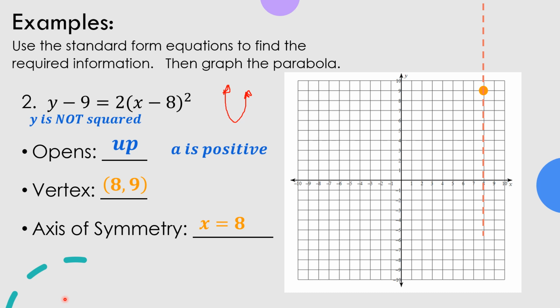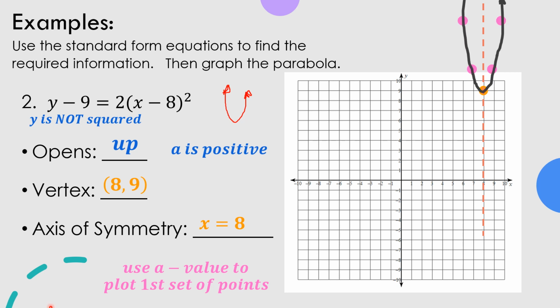And again, we're going to use that rate of change, that a value, one time, and mirror the points off of the axis of symmetry. So from the vertex, I'm going to travel up 2 to the right one and put a point. From the vertex, go up 2 to the left one and put a point. There's my first set of points using that a value. And again, you can substitute in other x values, such as 6 and positive 10, and those would give you another set of points that you could plot to sketch your parabola. Great job.